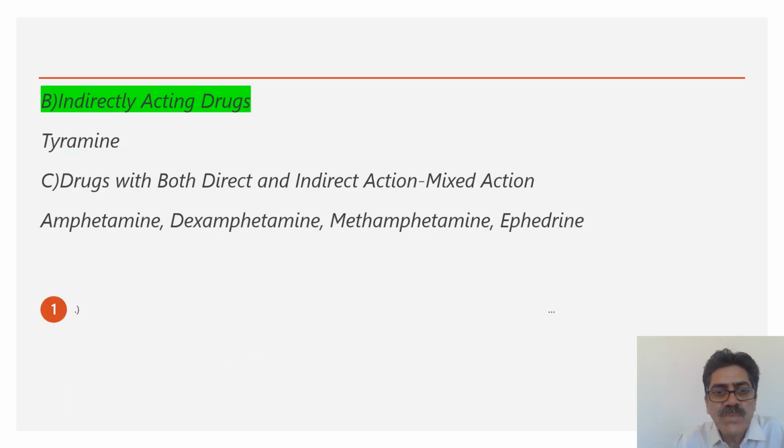Now, indirectly acting sympathomimetics means they do not interact with the adrenergic receptor, whether alpha or beta, directly, but ultimately help in the release of noradrenaline or adrenaline, the neurotransmitter of the sympathetic system. An example is tyramine. Then we have another subclass, those sympathomimetics which have both direct as well as indirect action depending upon the dose. We call them mixed action. For example, amphetamine, dexamphetamine, methamphetamine, various derivatives of amphetamine, and ephedrine have both indirect and direct action, that is, a mixed action.